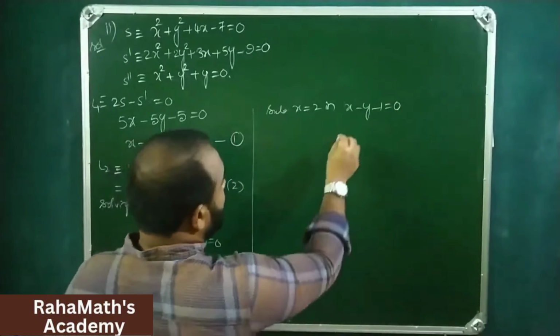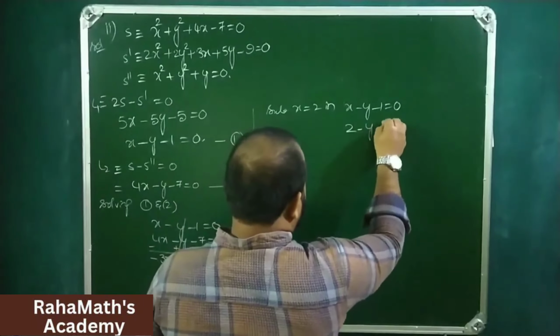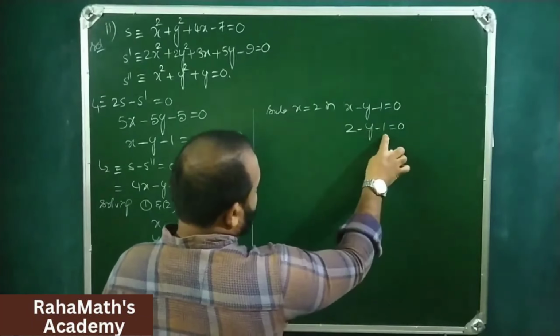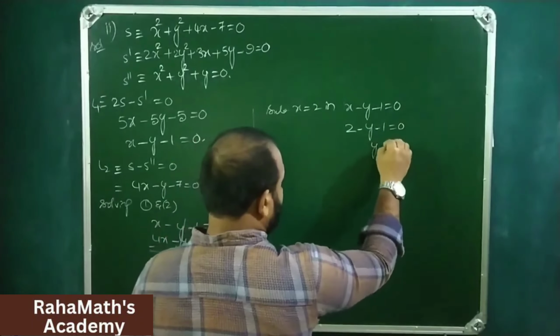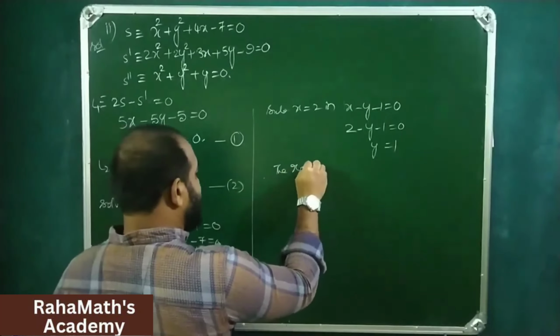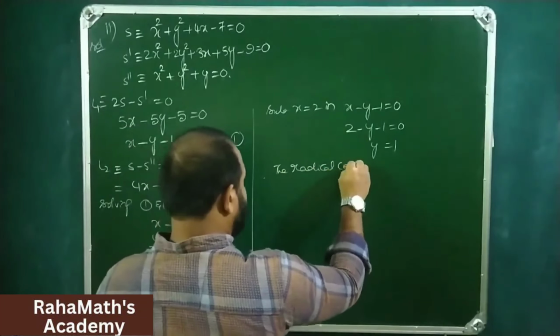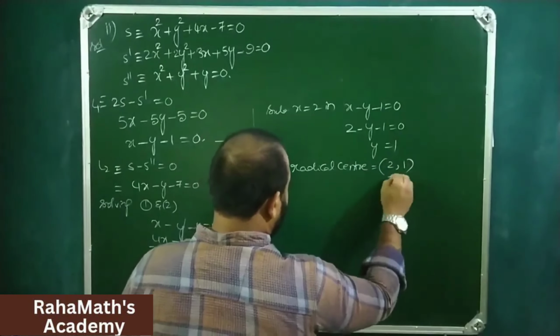This is 2 minus y minus 1 equals to 0. 2 minus 1 is plus 1. So therefore y equals to 1. Therefore the radical center is equals to x comma y, which is 2 comma 1.